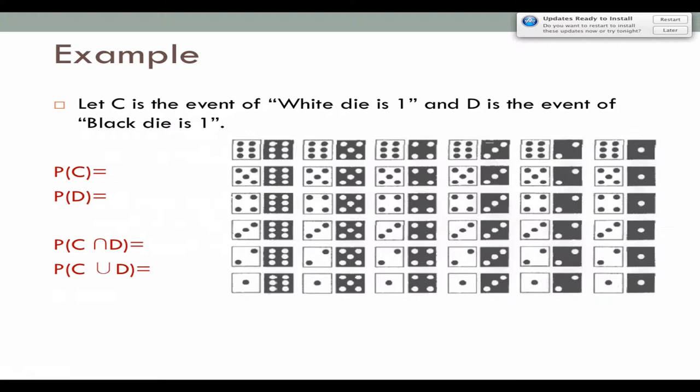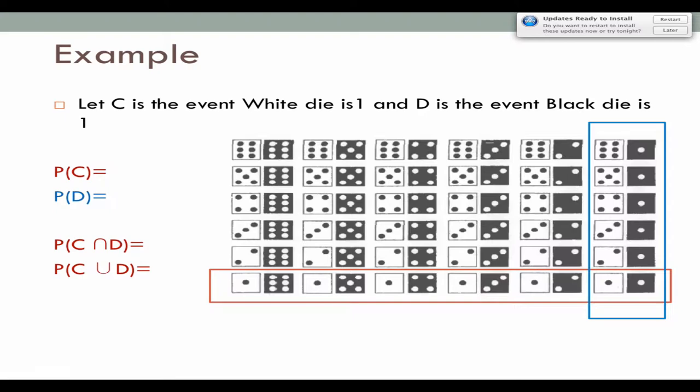So first, let's look at the probability of C. To find the probability of C, we need to first list all the elementary outcomes for C. For this experiment, we know there are 36 elementary outcomes in total, as shown in this picture. Then what are the elementary outcomes for C? White die is one. Yes, just the bottom row. All the white dice are one, and there are six of them.